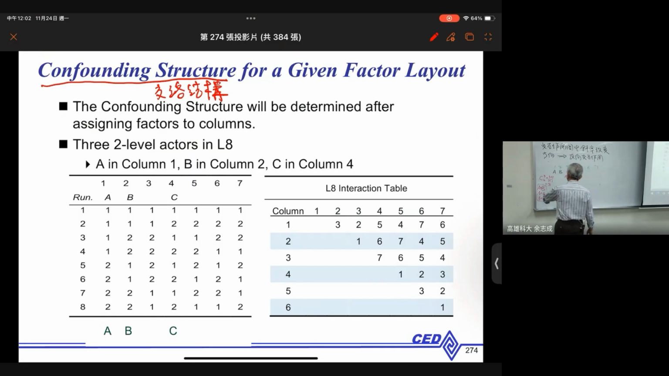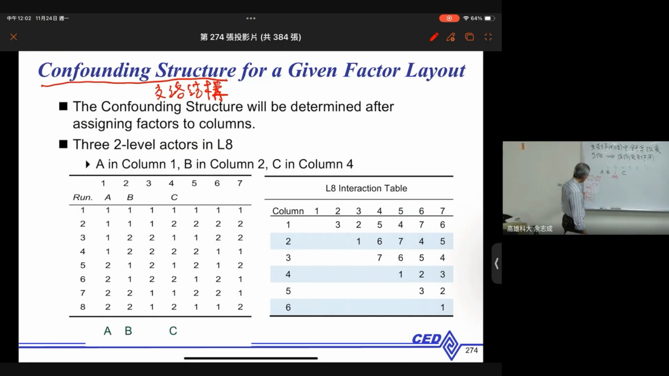So where is AC? A in column 1, C in column 4. So the interaction of column 1 and column 4 will happen in which column? You can find out from the interaction table. And similarly, where is the interaction BC?